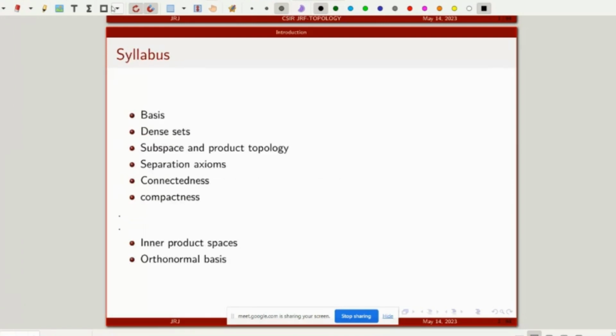Then these are the syllabus topics for topology. It is very limited: we have to concentrate on basis, dense sets, subspace and product topology, and separation axioms, where mostly the Hausdorff property is required, then connectedness and compactness. These are the topics from topology, and from the functional analysis side, we can expect questions from inner product spaces and orthonormal basis. We have taken some problems from these topics and we will discuss them one by one.